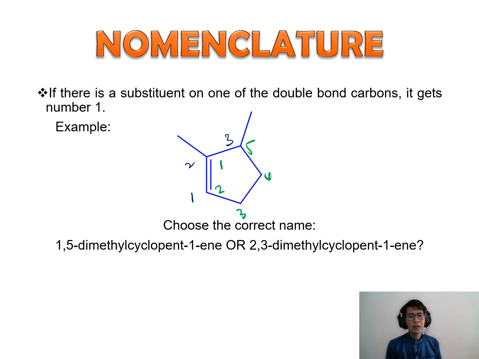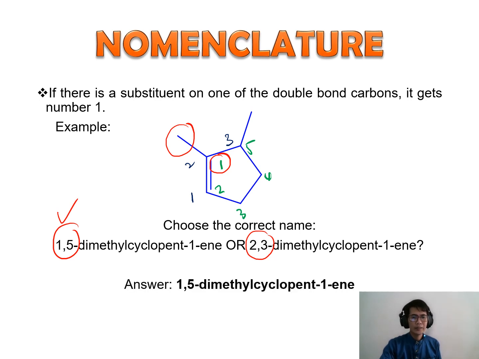If we read the statement above, the substituent on one of the double bond carbons gets the number 1. So this substituent will get number 1. Even though the combination 1, 5 is bigger than 2, 3, this is the correct numbering for this type of cycloalkene. So 1,5-dimethylcyclopent-1-ene, not the other one, because the substituent must be given carbon number 1.